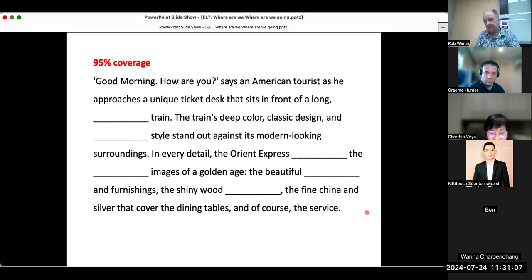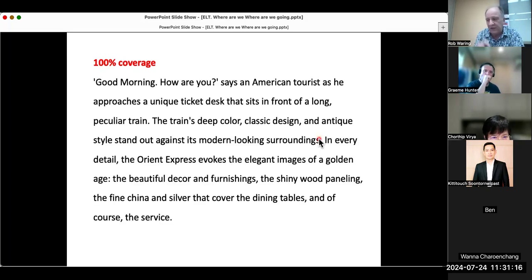So the point is here, we need to make sure that the students get the text at the right level. This is actually the original text. It doesn't really matter what the text is.